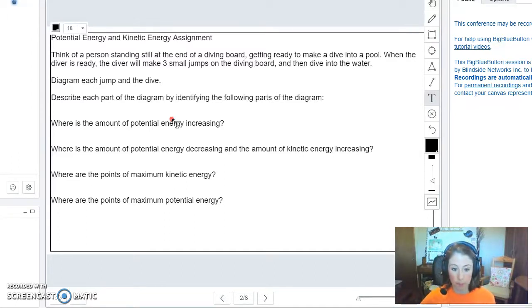So you have your greatest amount of energy at the bottom of that descent, that jump into the water. Next question, where are the points of maximum potential energy? We've talked about that when we were talking about energy increasing. We have the possibility for energy as we're standing. We have the possibility to increase energy each time that we jump up at the top of our jump. And then the third and final jump, we have our maximum potential energy.